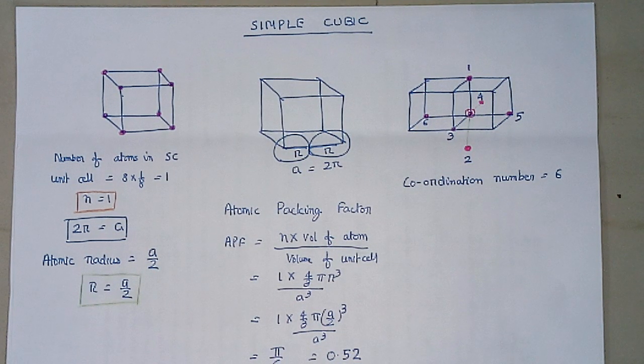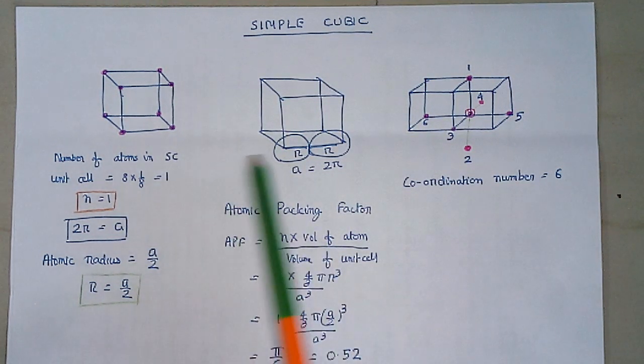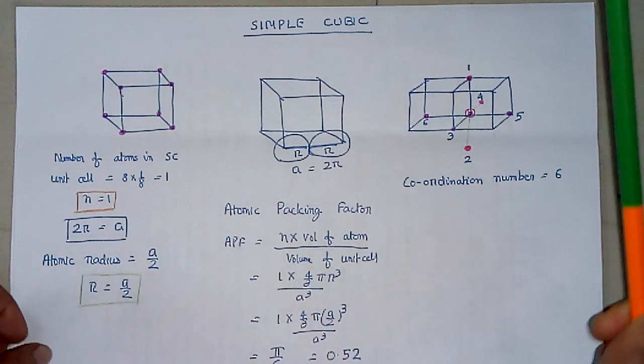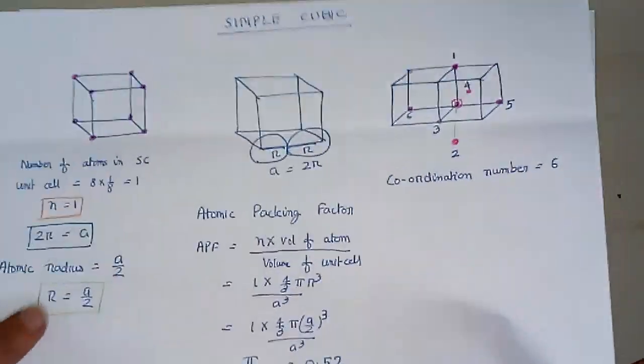So what does it imply? This implies that 52% of the unit cell is occupied by the atoms. That is, out of the whole unit cell, 52% is occupied. That implies the other 48% remains void, remaining vacant. So this is the packing factor for this simple cubic structure.